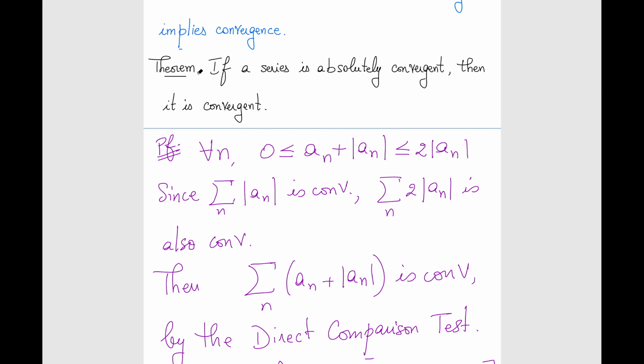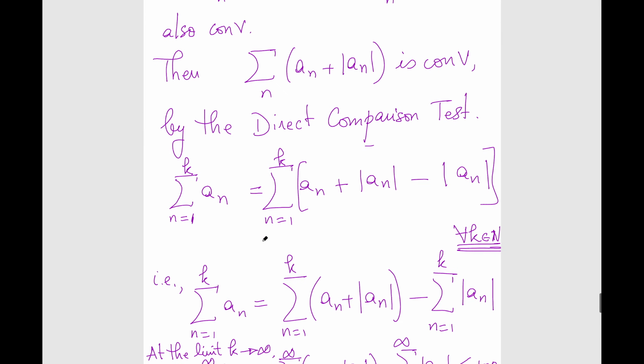Again, let's read the statement of the theorem once again. If a series is absolutely convergent, which means in bars, if this is convergent, then the series is convergent, which means without the bars, the series is convergent, as we showed, right?